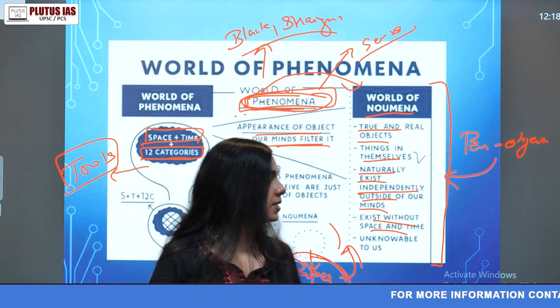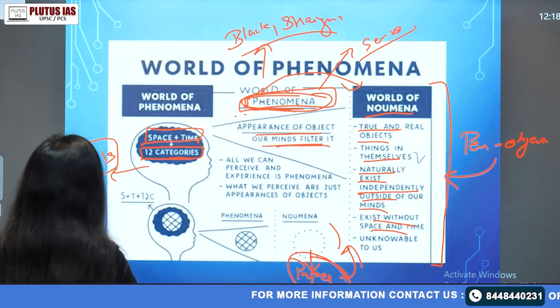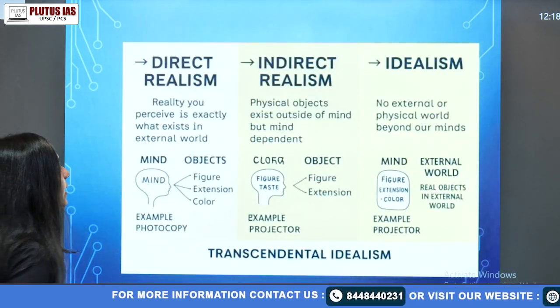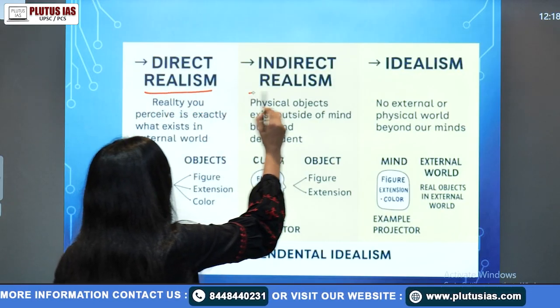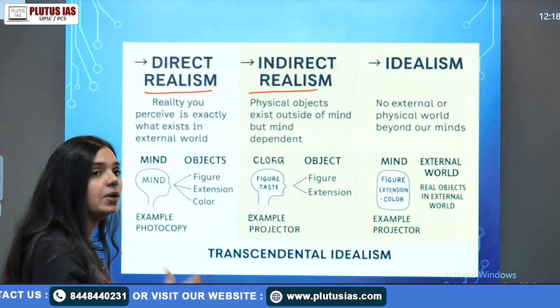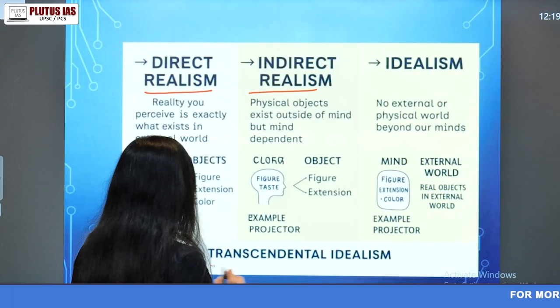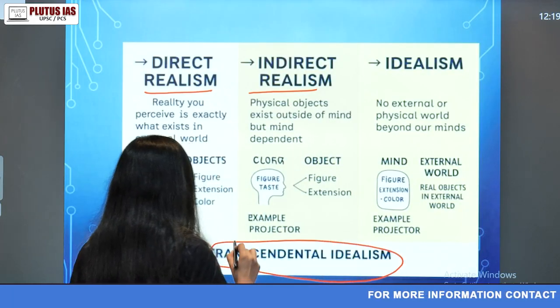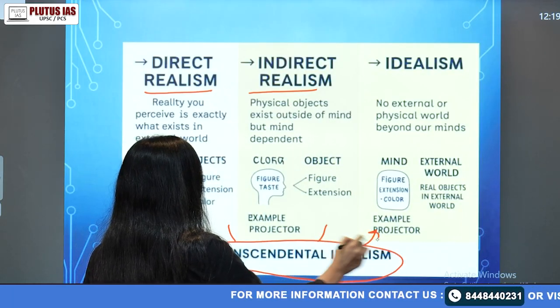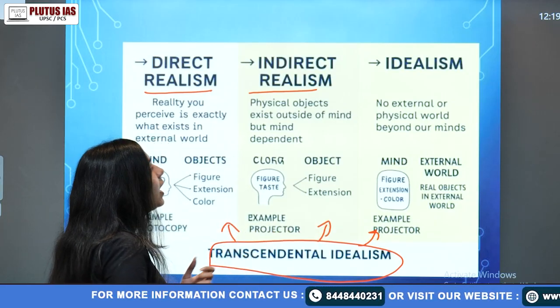So let's understand what he said about direct realism, indirect realism, and idealism, and how he took his theory, transcendental idealism, from these three. What exactly he took from these three.